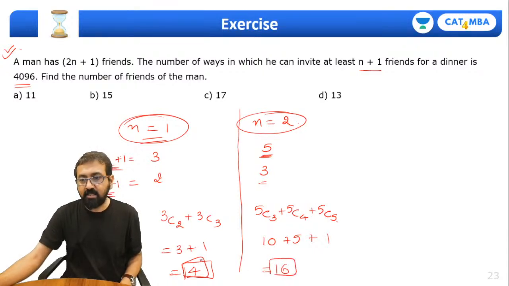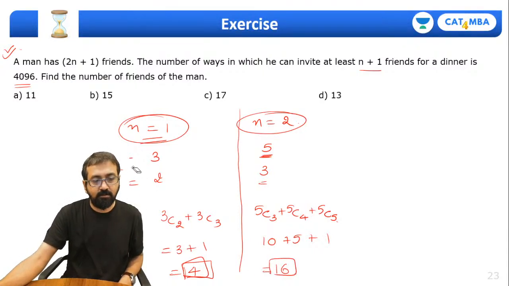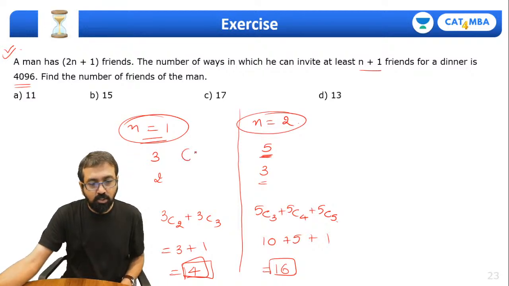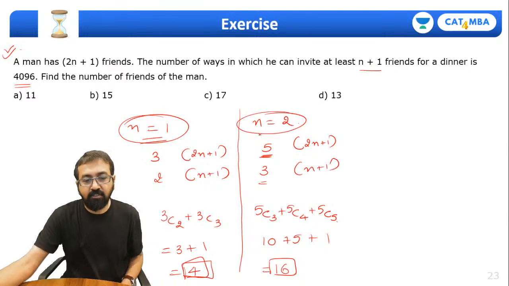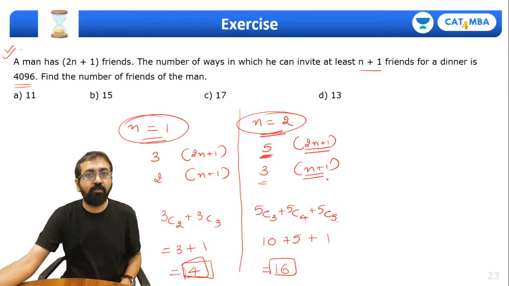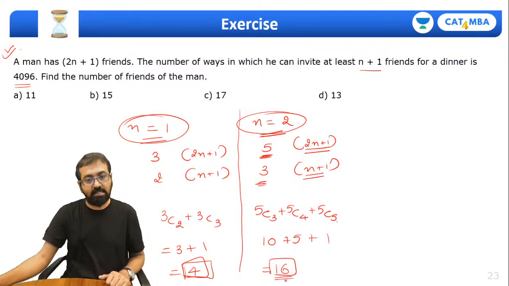Okay, just a moment guys. Yeah, what I'm saying is, let me just write it here. So this is 2n plus 1 and this is n plus 1. Same way, this is 2n plus 1 and this is n plus 1. When we take n equal to 2, the number of friends is 2n plus 1, that is 5, and he wants to invite at least n plus 1 friends, that is 3 friends. So in how many ways can we do it? 5c3 plus 5c4 plus 5c5. So I got this value as 16.